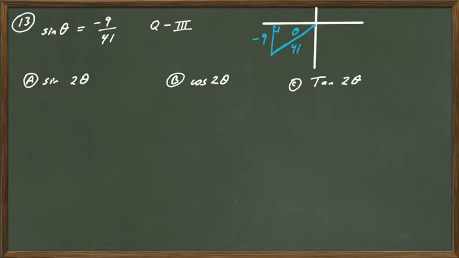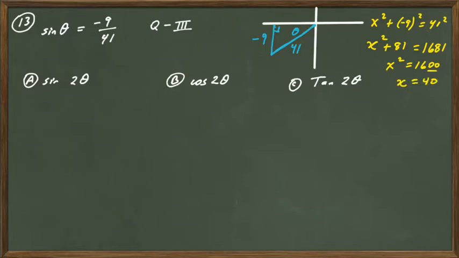Now we have to do Pythagorean theorem to find the missing side. So let's do that in yellow. I would have legs squared plus legs squared equals hypotenuse squared. That would be plus 81. So 1681, when I subtract 81, this becomes 1600. If you take the square root of 16 as 4 and half the number of zeros, I believe this would be 40. However, in quadrant 3, I think it's also negative.